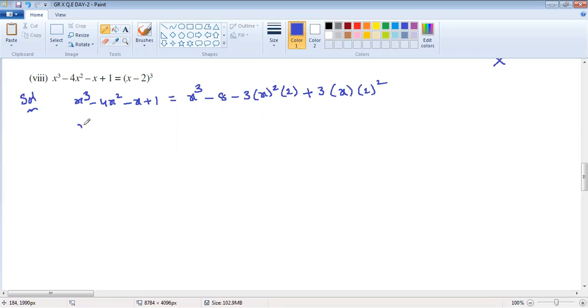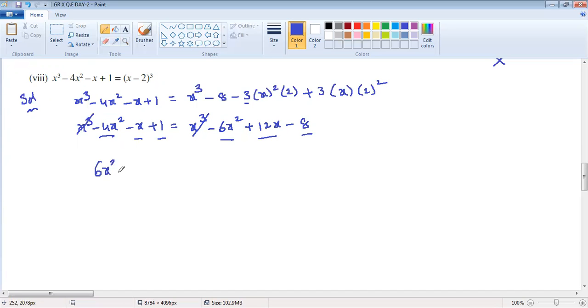Then x cube. See, x cube minus 4x square minus x plus 1, which is x cube. Then here minus 3 into 2, minus 6x square. Then 3 into 4 is 12x, minus 8. Now if you see both sides, the x cube term is the same, so cancel. Then minus 4x square minus x plus 1, and minus 6x square plus 12x minus 8. Here minus 4, here minus 6. Numerically 6 is big, forget about the negative. When you bring minus 6 to the other side, it becomes plus 6. Then it is easy to subtract.